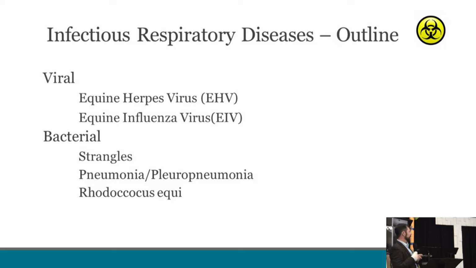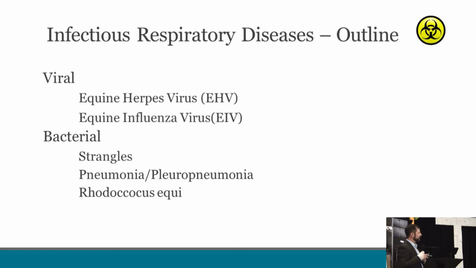Okay, so we're entering the first major category of respiratory disease here, and this is the outline. We're going to talk about viral conditions, and obviously this is not an exhaustive list, but I'm going to focus on two of the most important viral infections of the horse's respiratory tract, those being equine herpes virus and equine influenza virus. We're also going to talk about bacterial infection of the respiratory tract, including strangles, pneumonia or pleural pneumonia, and a brief look at another one called Rhodococcus equi.